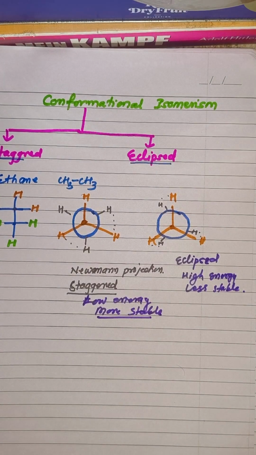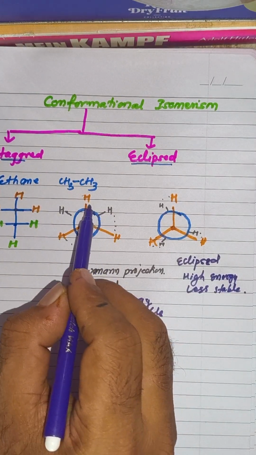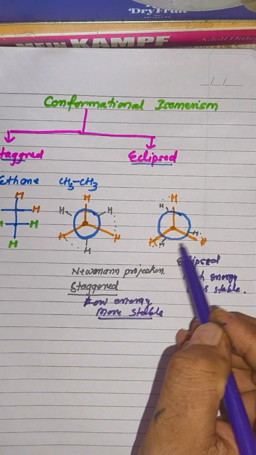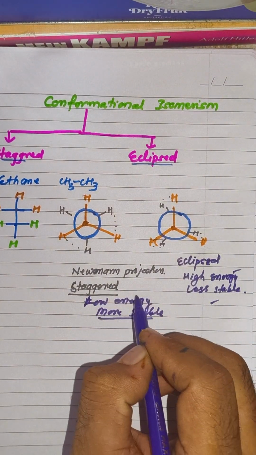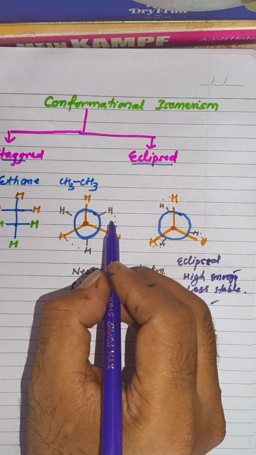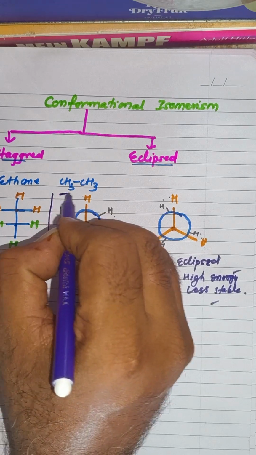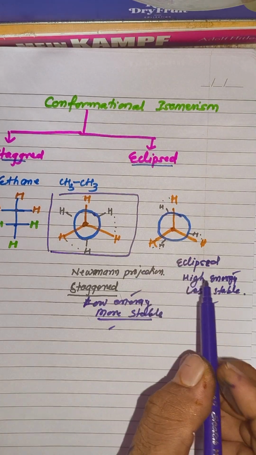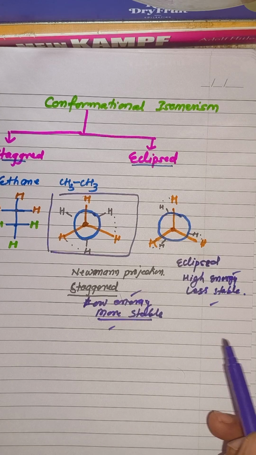So this is all about conformational isomerism. Staggered means the groups are at a similar distance from each other, and eclipsed means they are approaching toward each other, and that's why they have interaction, higher energy, and are less stable, while here there is low energy and more stability. So staggered conformations are more stable than eclipsed conformations, and this conformational isomerism is possible in the case of carbon-carbon single bonded compounds. Thank you.